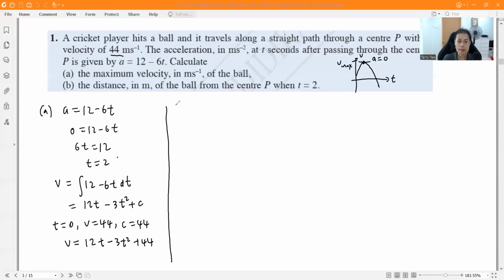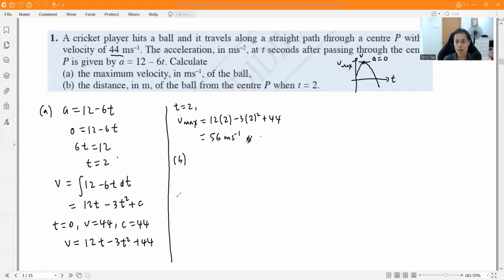Now take t equals 2 and substitute inside. When t equals 2, the ball has maximum velocity, and that velocity is 12 times 2, minus 3 times 2 squared, plus 44. This is 24 minus 12, which is 12. 12 plus 44 is 56. All right, next one.